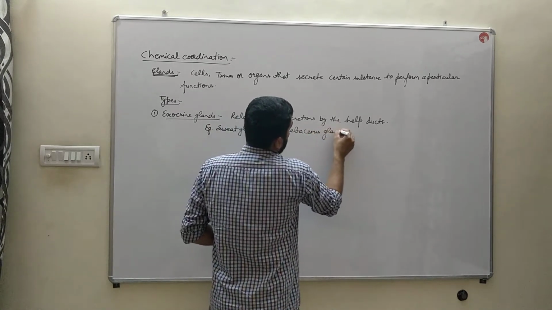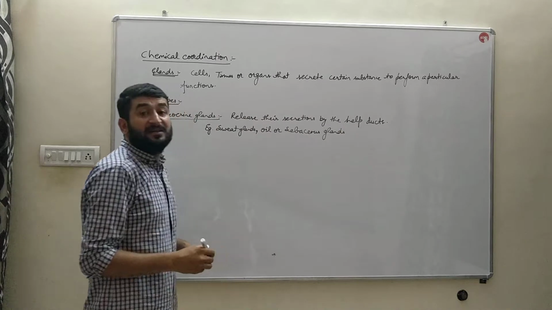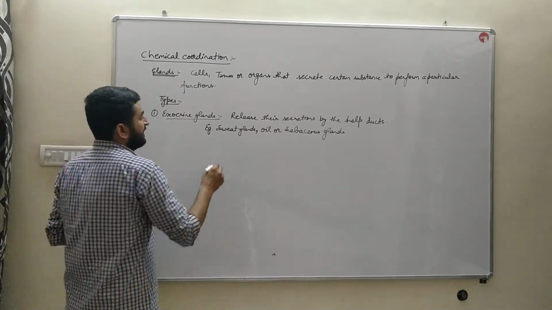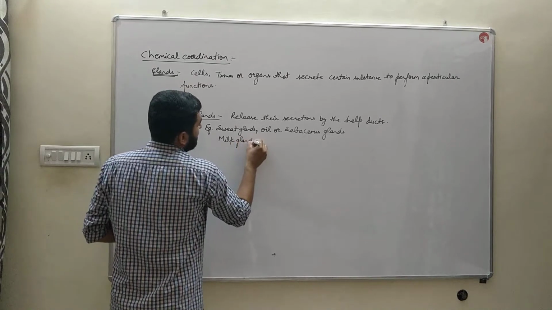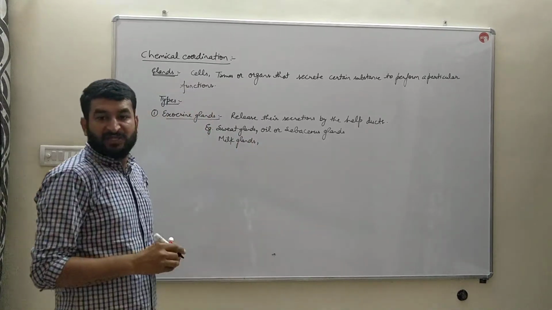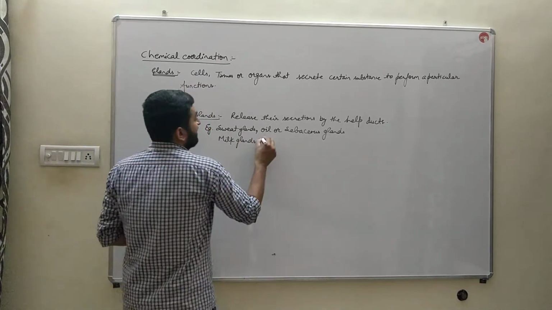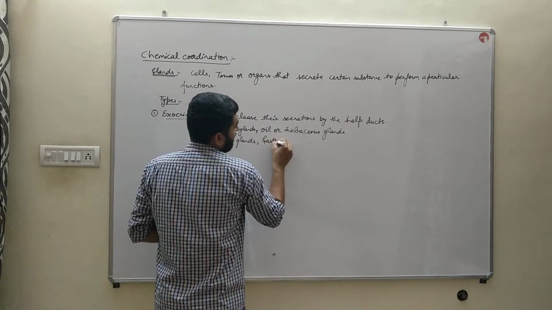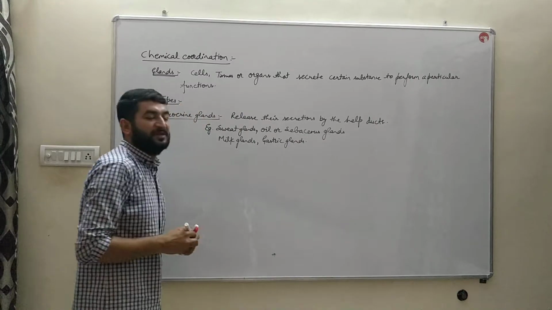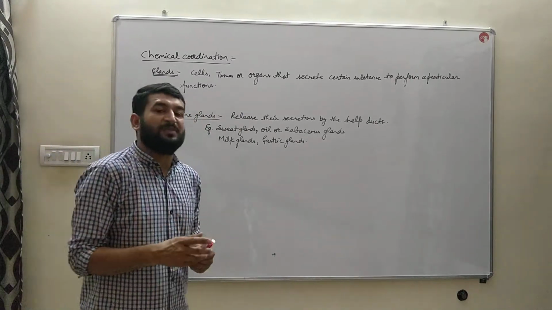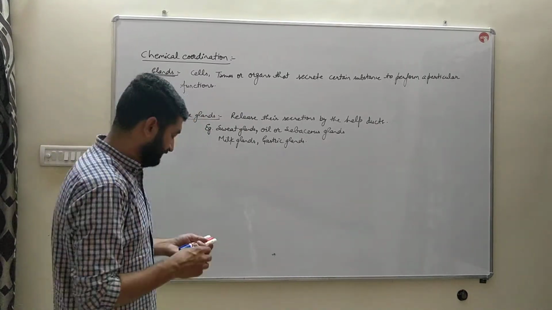Both of these glands are present under our skin, in our skin. Next are milk glands in the female, also known as mammary glands. Next, gastric glands. About the gastric glands, we have discussed in the first chapter, life processes, that there are specific juices named as gastric juice.